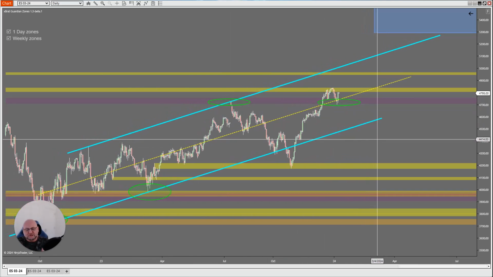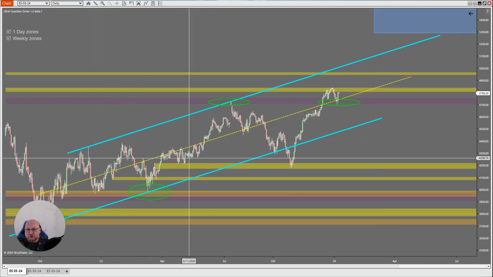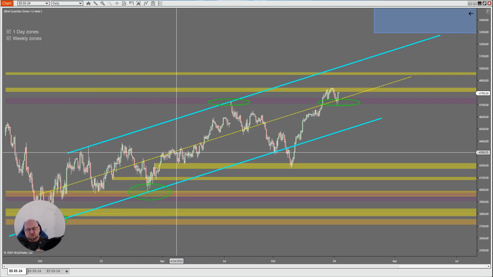So why do we have a center line of the channel? The basics are it's the line of best fit for that whole trend, if you like. We can see there's multiple touches clustering around that center line just here, that sort of thing. So it's really the line of best fit.